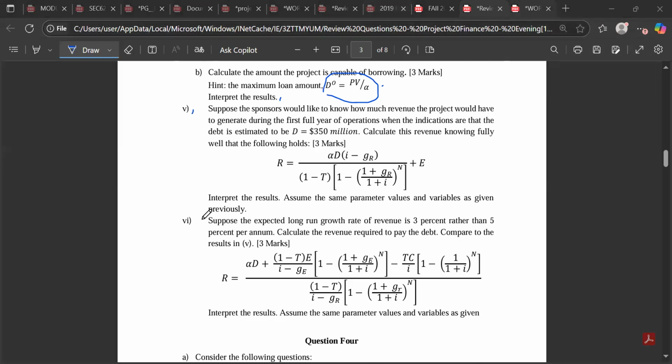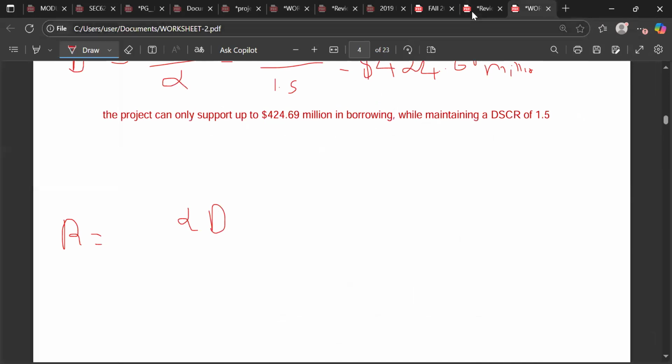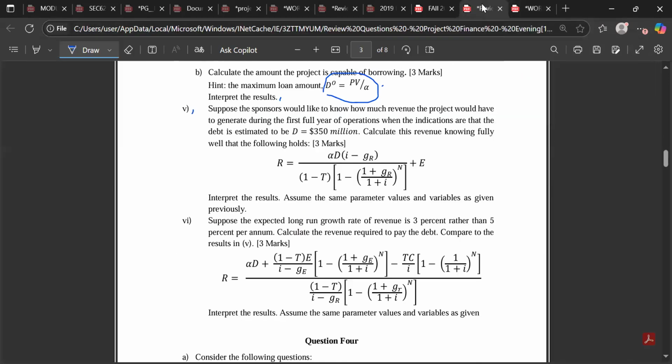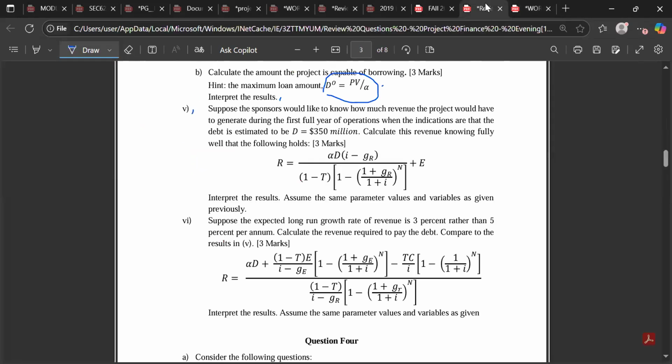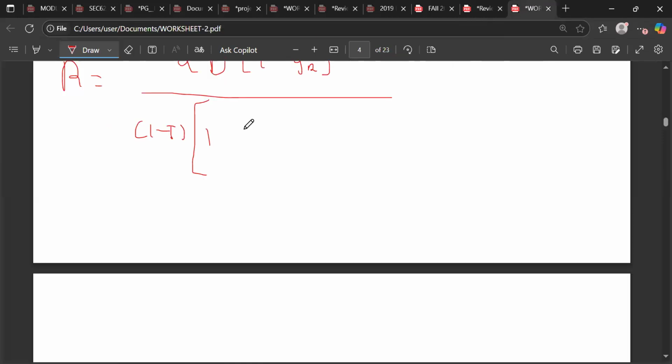R will be equal to alpha times D, multiplied by I minus the growth of revenue, all this over 1 minus the tax rate T multiplied by one minus 1 plus G R over 1 plus I, and everything raised to the power N.